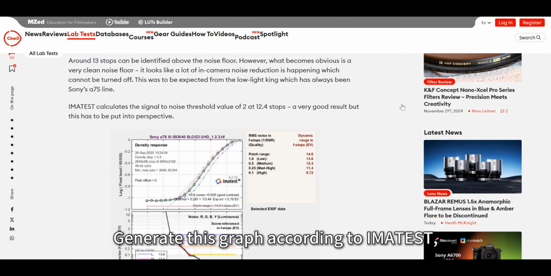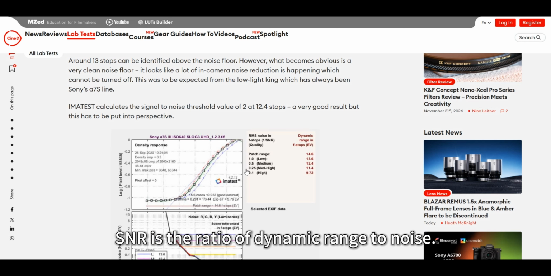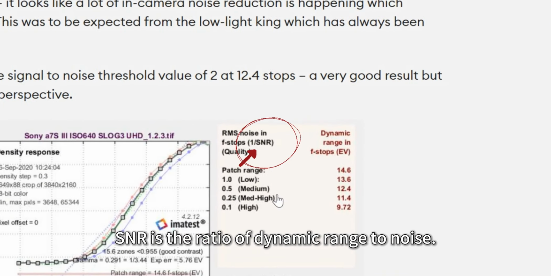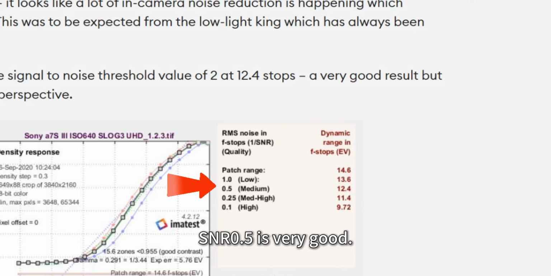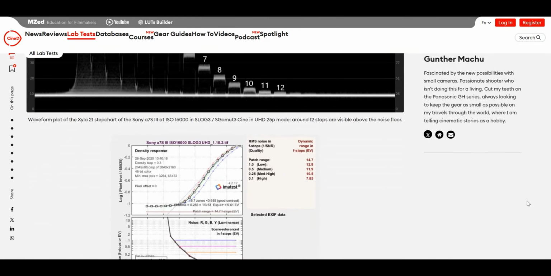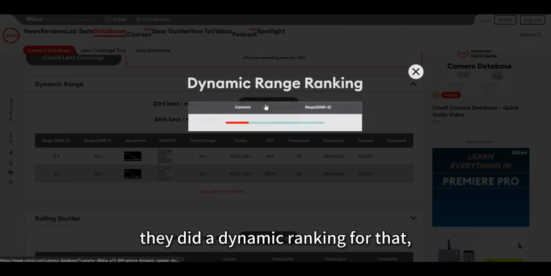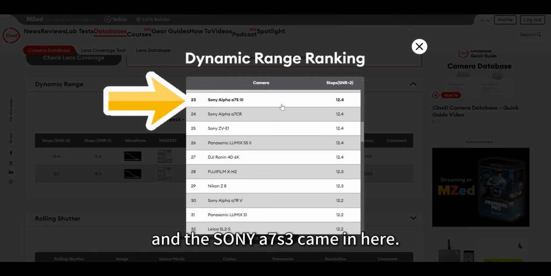Generate this graph according to Imatest, the dynamic distribution under each SNR. SNR is the ratio of dynamic range to noise. SNR 0.5 is very good, and the a7S III has a dynamic range of 12. When ISO is 16,000, the dynamic range is about 11. Also, they did a dynamic range ranking for that, and the Sony a7S III came in here.